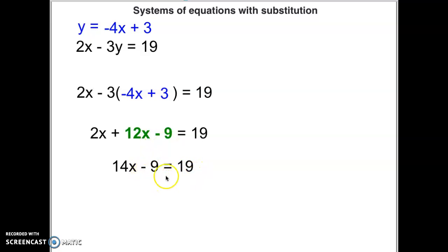Then we will add 9 to both sides. You can see that right here. When we do that, we get 14x equals 28. And our final step is divide by 14, and we get x equals 2.